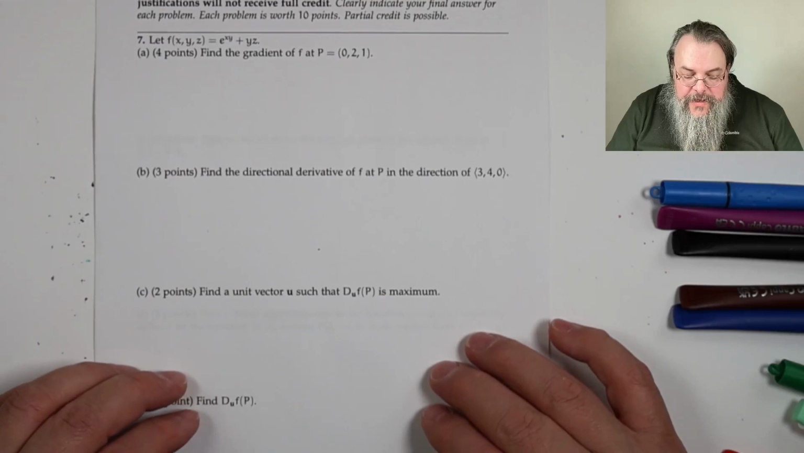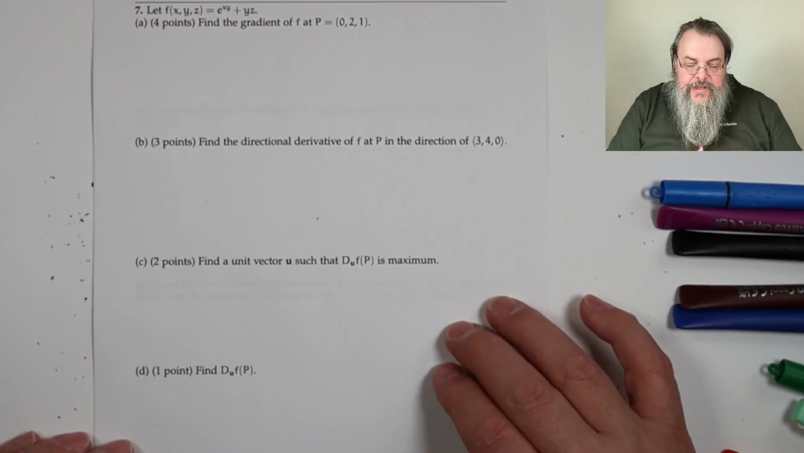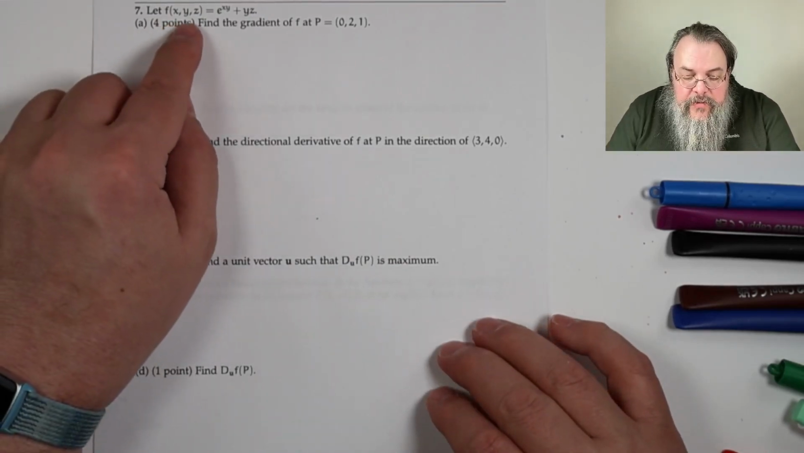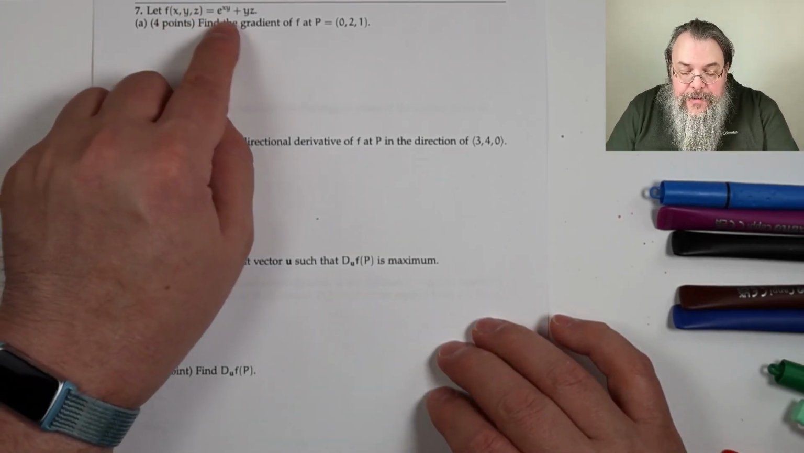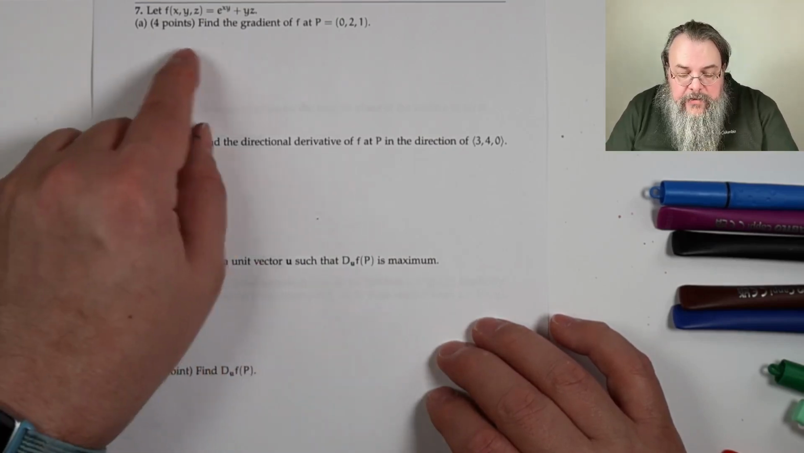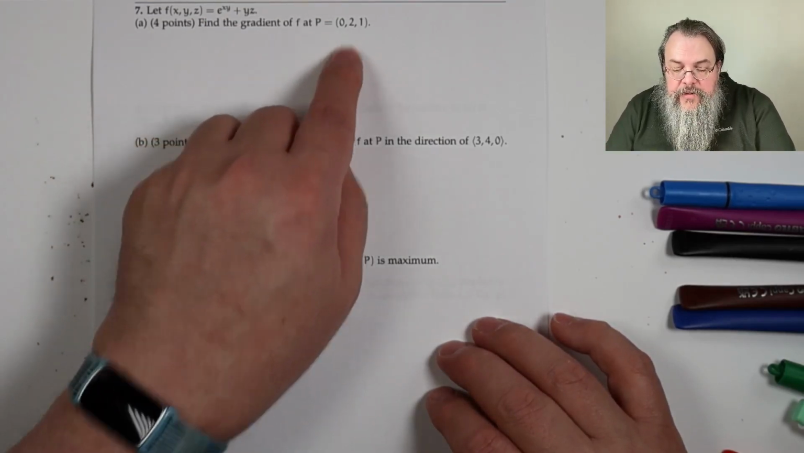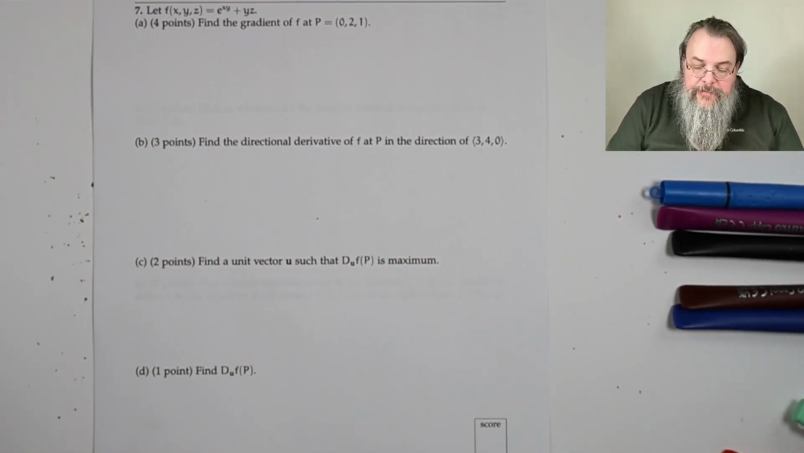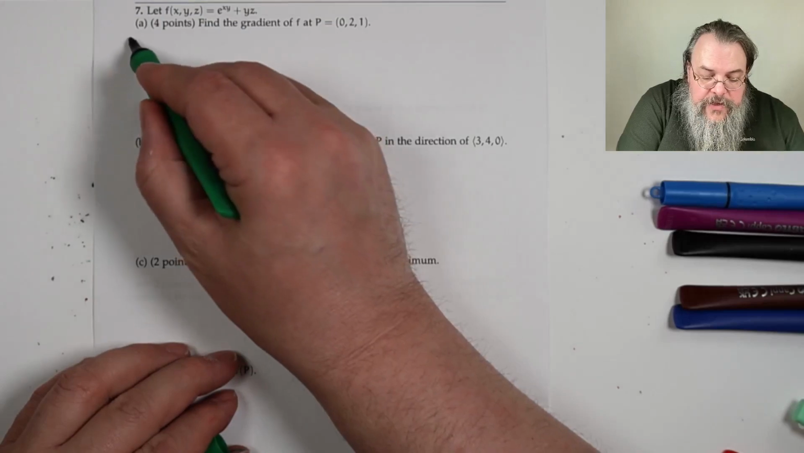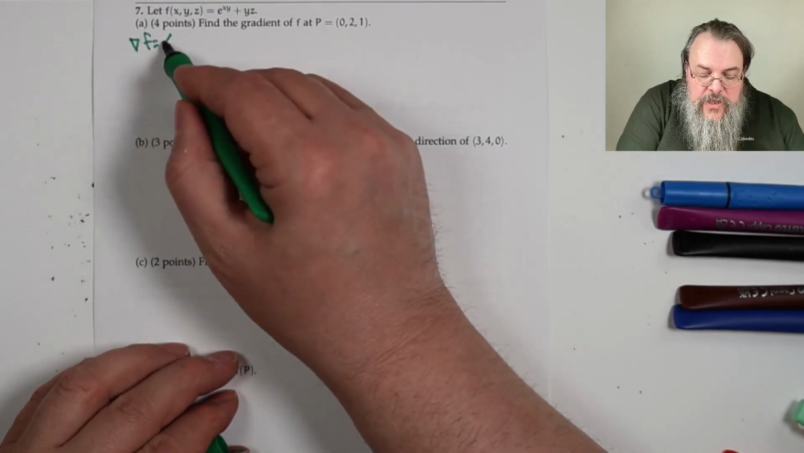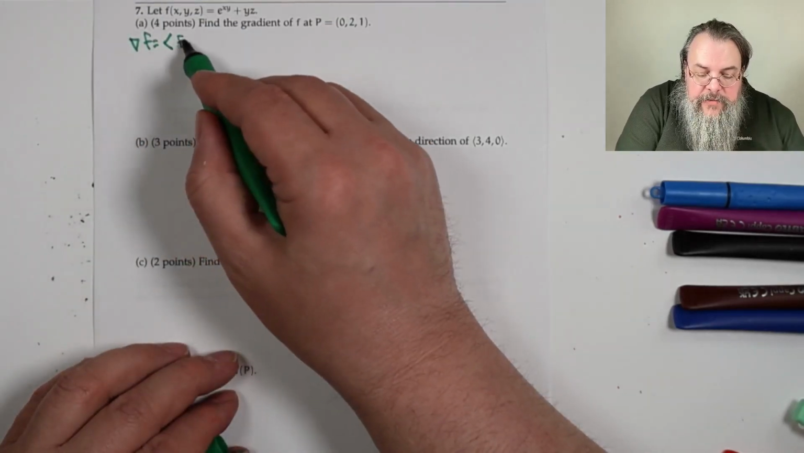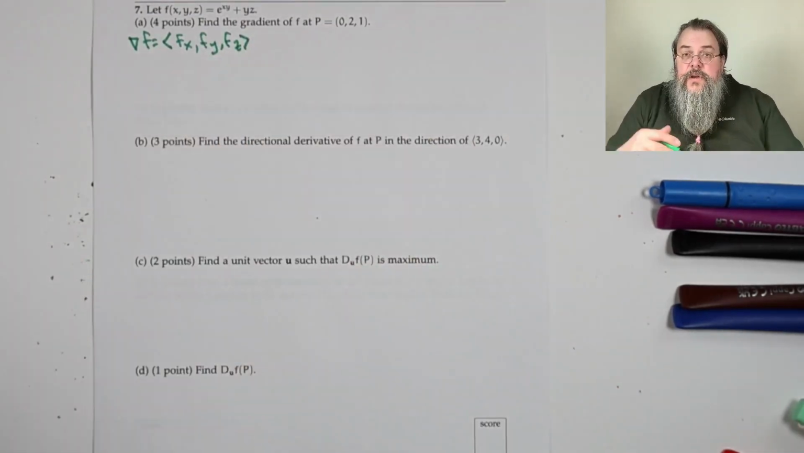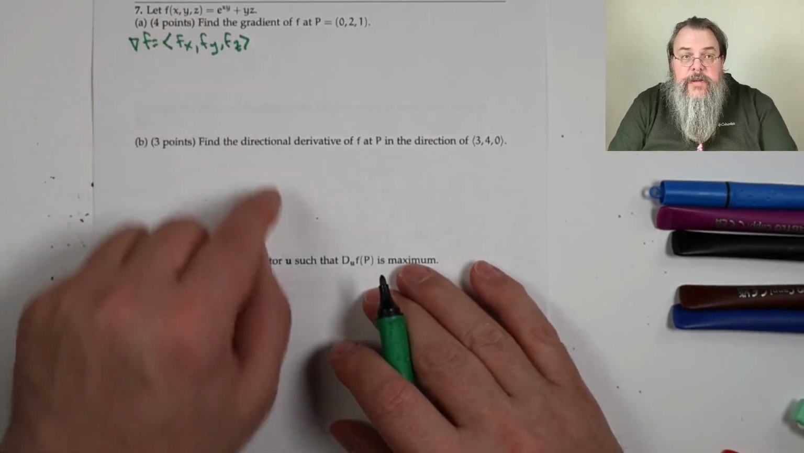All right, number 7. And there's a lot of parts here. So let's see. Part A. We have this function f of xyz equals e to the xy plus yz. And we're asked, find the gradient of the function at the point 0, 2, 1. Okay, so first off, what is the gradient? Well, the gradient of the function is the collection, it's a vector of partial derivatives f sub x, f sub y, f sub z. So let's just take the derivatives in the order here, x, y, z.